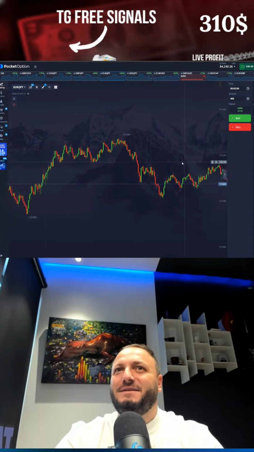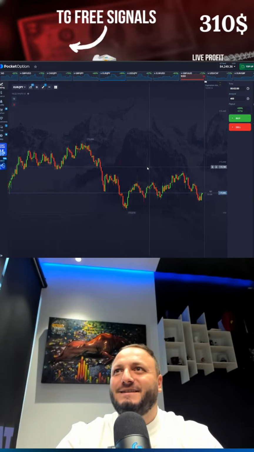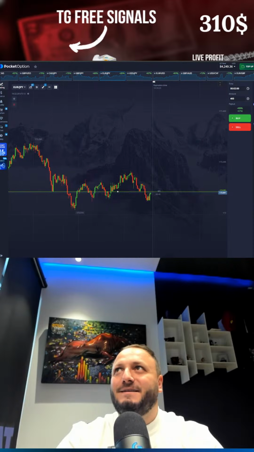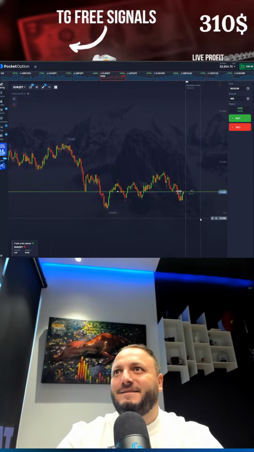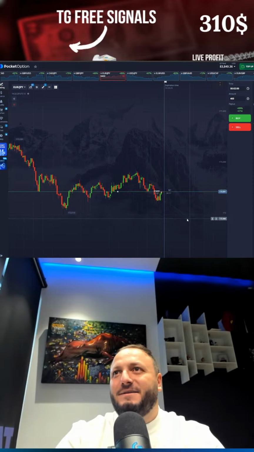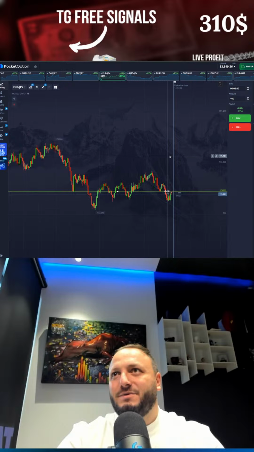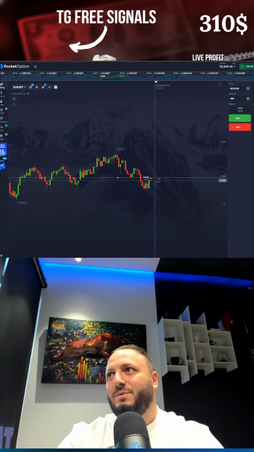I need to find a deal for the double deal. Again, a deal from the resistance level. I hope that this time the resistance level on this currency pair will work without any problem.